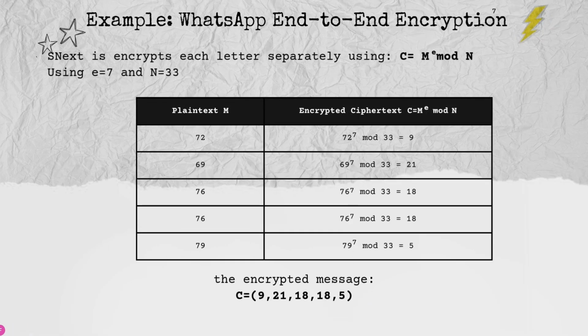Next is to encrypt each letter separately using the encryption formula. C is equal to m raised to the power of e modulo n, using e equal to 7 and n equal to 33. So the plain text 72 is calculated using the formula to 9, 69 becomes 21, and 76 becomes 18, and 79 becomes 5. Now the encrypted message is 9, 21, 18, 18, and 5. This will be directed to the decryption as a ciphertext.